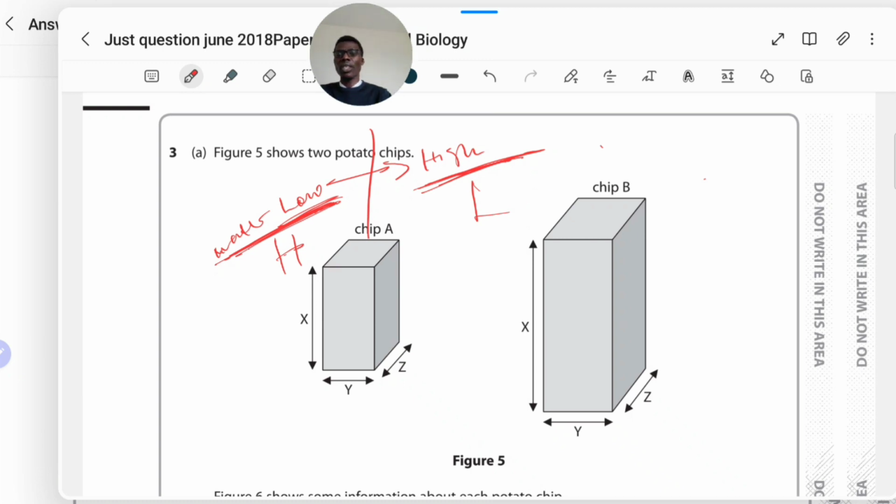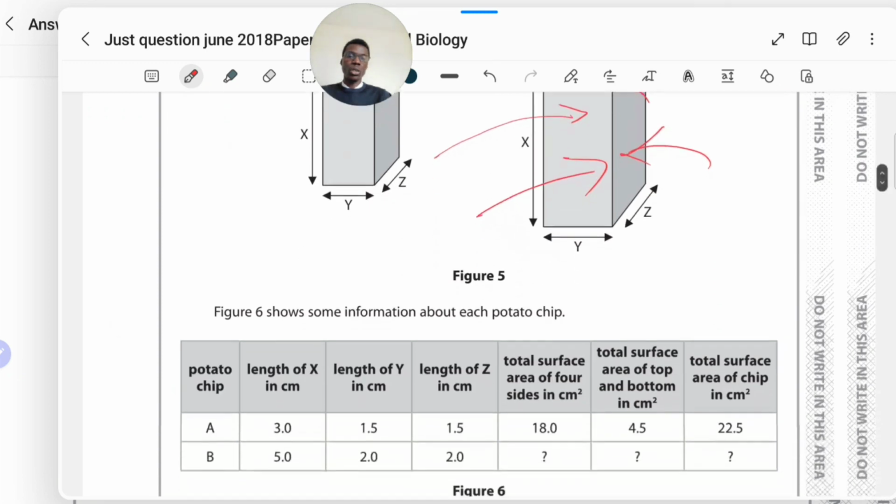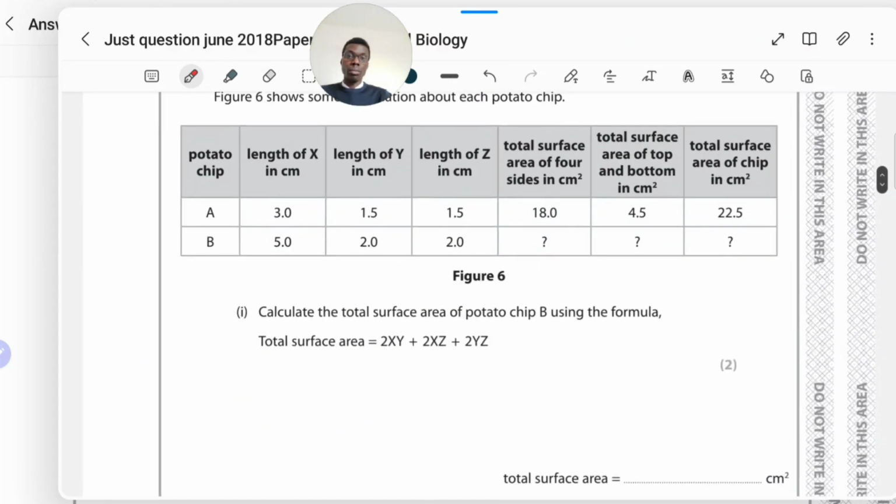Please do watch that video on osmosis if it's not clear enough. But the truth is that this one was placed in a dilute solution, which is water. In fact, it's not even a solution, it's water. So water will be sucked in. That's why the potato became bigger in size. So let's go down. So that is that.